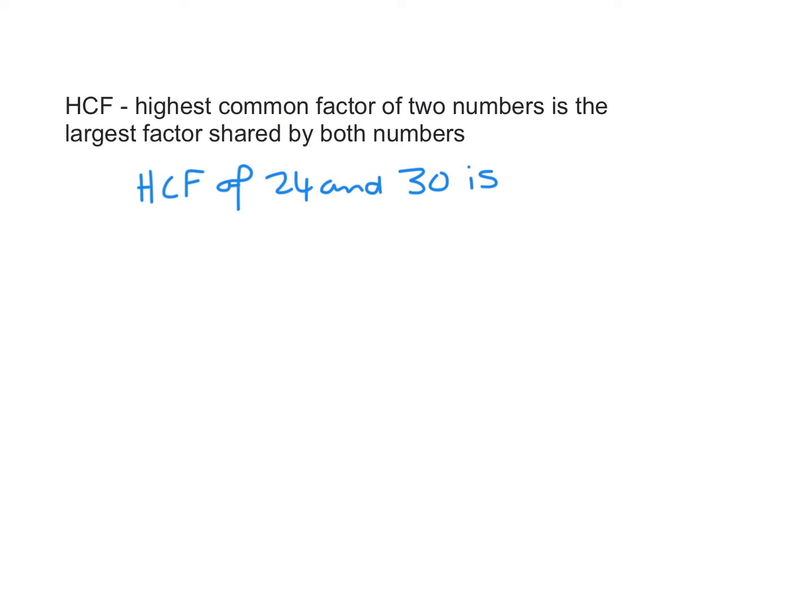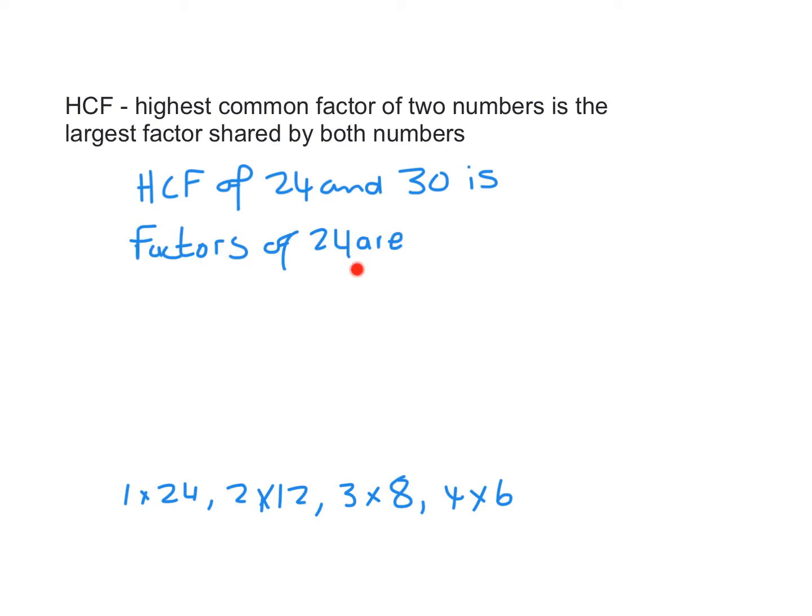24? Well, I would have 1 times 24. I would also have 2 by 12. I'd also have 3 by 8. I'd also have 4 by 6, and I think that is all. So therefore the factors of 24 are 1, 24, 2, 12, 3, 8, 4, and 6. And I write those in ascending order. So I've got 1, 2, 3, 4, 6, 8, 12, and 24.